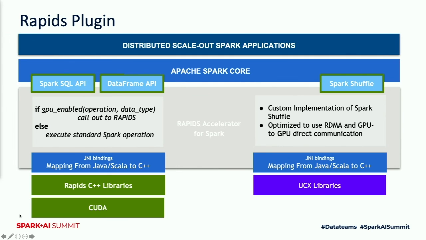Actually, there are two separate plugins we provide. The first is the computation ETL plugin that works with SQL and data frame APIs, and the other is the shuffle plugin. But I don't want to talk much about the RAPIDS plugin because we have a separate session to cover this. So I strongly recommend you watch that session.